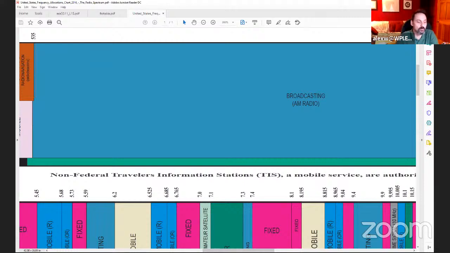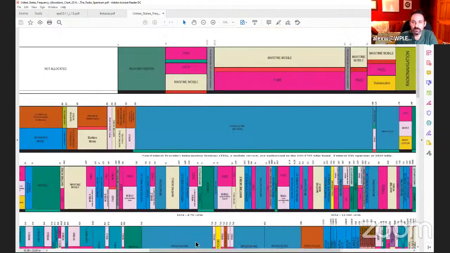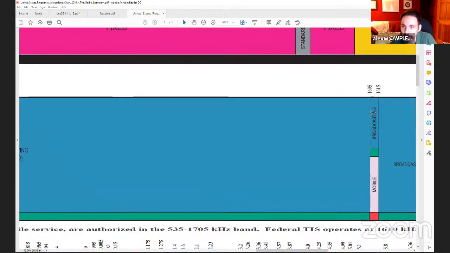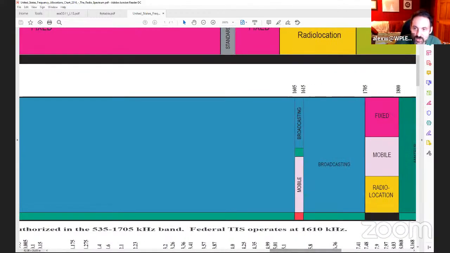So that big humongous blue thing, if you zoom out, just near the top, that, folks, is AM radio, right? It goes from 535 kilohertz all the way to 1606, but actually continues. So it shares a sliver with mobile applications, and actually chugs all the way along to 1705 kilohertz. So that's AM radio in the United States.